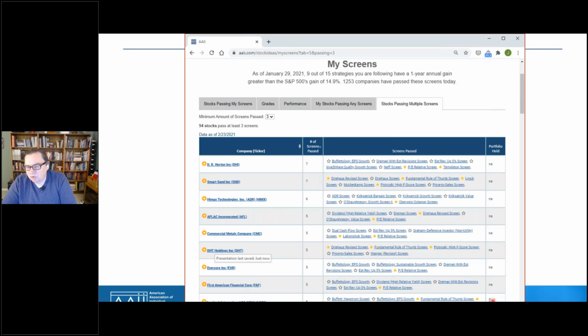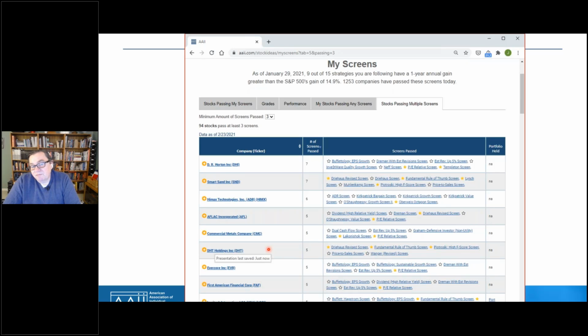If I did, it would show up in this particular column here. And anything that has a gold star next to it, those are screens that I favorited and made part of my screens, part of the tracking system. So this is an interesting way to get a sense for if you think there's some merit to finding stocks that are passing multiple screens.